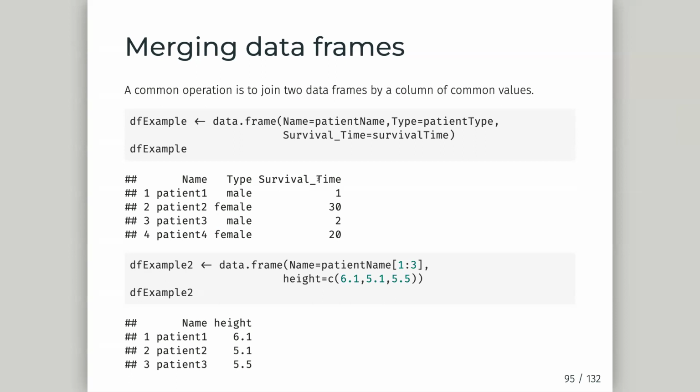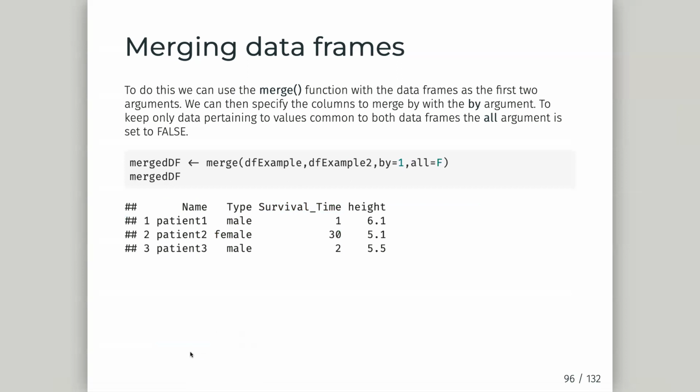So we can do that by this concept of merging. Here we're going to have a data frame with name equals patient, patient type, survival time, and it looks like this. We're going to have a second data frame, and we have some values in common, right? So this contains height, this contains survival time and type, and we only have the first 3 here. We've not got the 4th patient.